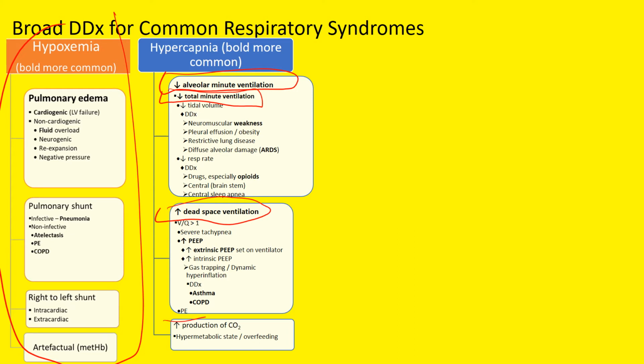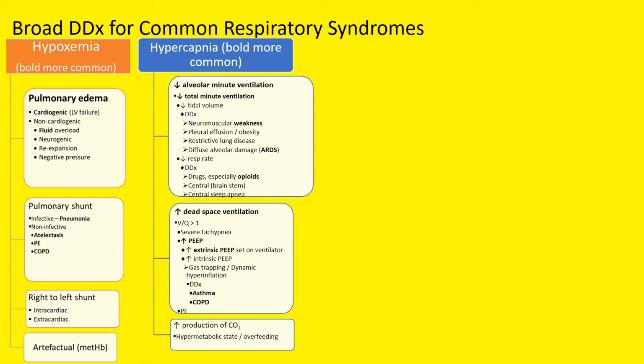Very rarely you can have an increased production of carbon dioxide, but even then, for that level of carbon dioxide, they have a relative decrease in the minute ventilation. Okay, so reduced alveolar minute ventilation can either be because of total minute ventilation, so either the tidal volume is reduced or the respiratory rate is reduced.